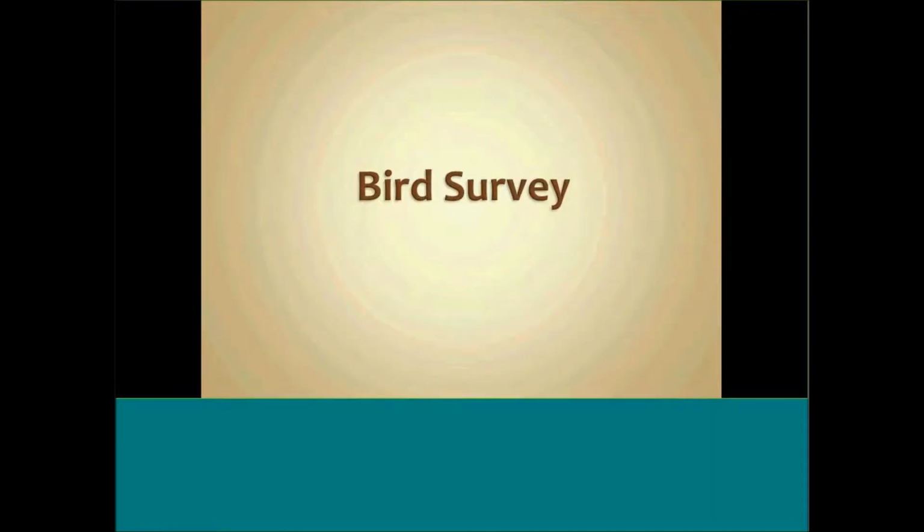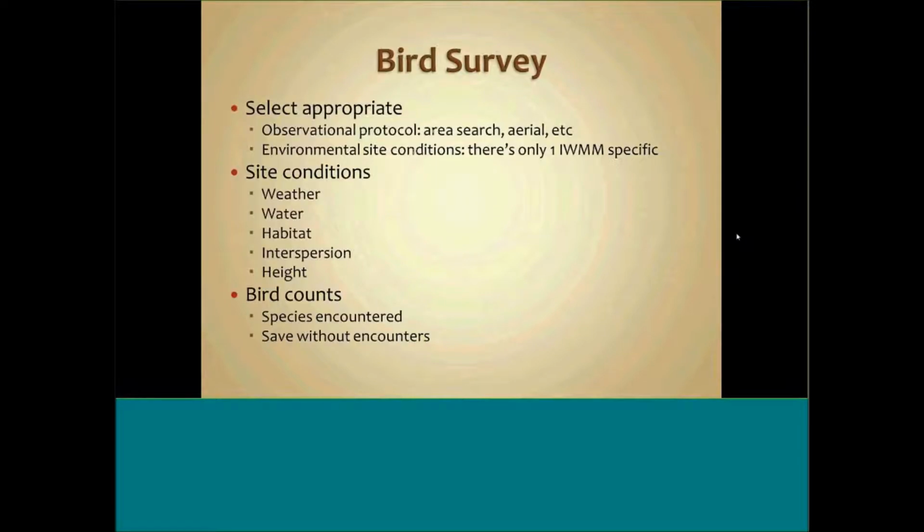All right, so now let's look at how you would enter your bird survey data. This is probably what most of you came here for, and it's taken me this long to get to data entry. When you first go into the bird survey, which we're going to go in there live in just a minute, you have to select what type of observational protocol you used. We let you do an area search, aerial, there's a flush count protocol, and there's an area plus flush count. I think that's right. We can check that in a minute, but there are several different IWMM protocols you can select from.